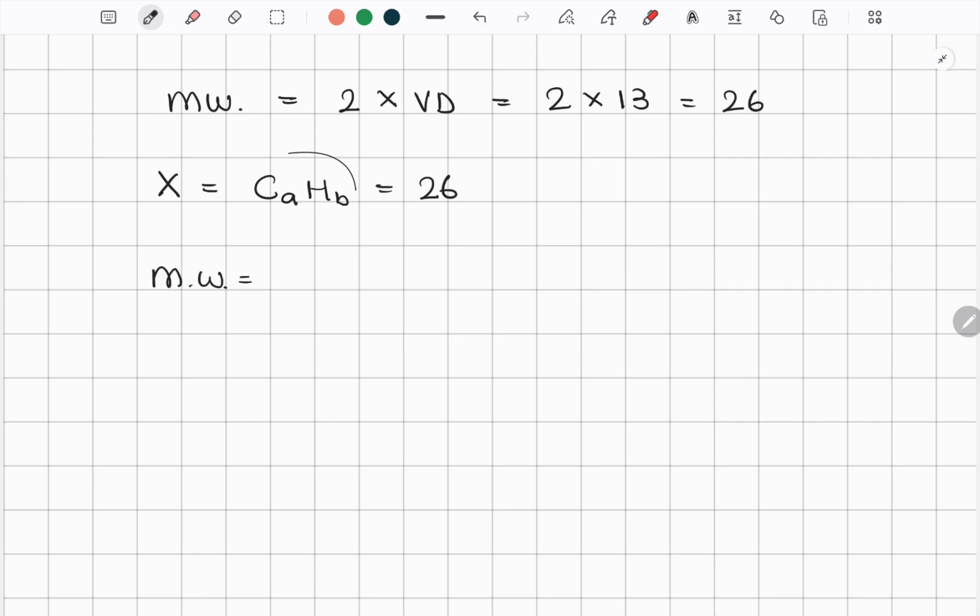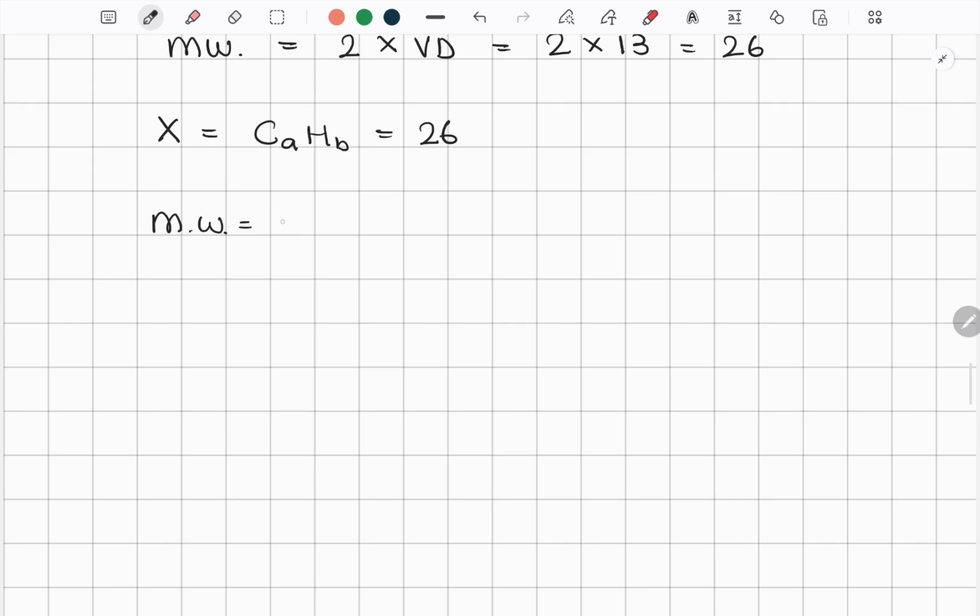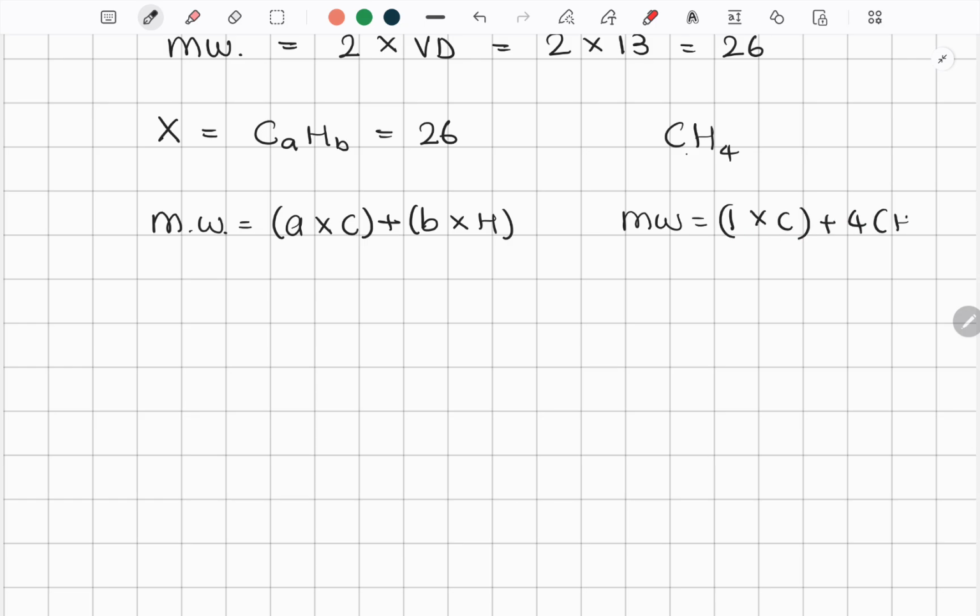So how can we calculate the molecular weight? We add all the elements present in the compound. So if I say a into carbon plus b into hydrogen, am I right? That's what we do. Let me give you a simple example. If my compound is CH4, how will I calculate the molecular weight? 1 into carbon, plus 4 into hydrogen. Carbon is 12, so 1 into 12 plus 4 into 1, it would be 12 plus 4, which is nothing but 16. Correct? This is how we calculate. So that's what I have done here. Instead of putting any numbers, I have used a and b.